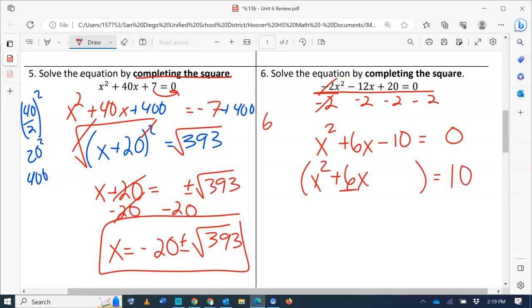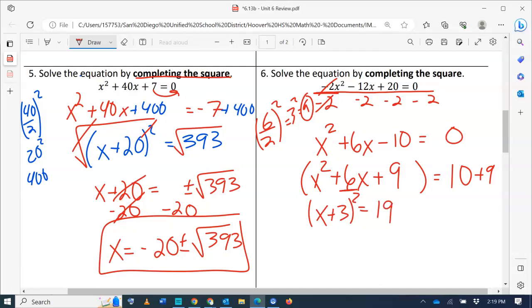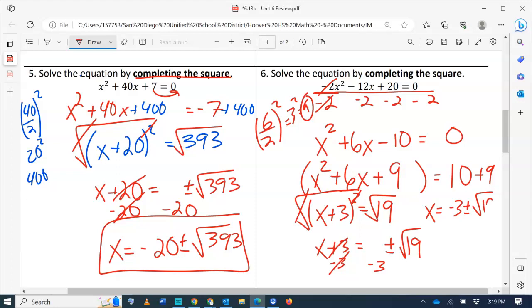My b value is 6, so 6 over 2 squared. 6 over 2 is 3, which is 9. So we're adding 9 to both sides. Add 9, x plus 3 squared equals 19. And just like the problem to the left, 2 more steps, square root and subtract 3. Square root, cancel the squares out, x plus 3 is equal to plus minus square root of 19. And then we subtract 3 from both sides. So x is equal to -3 plus minus square root of 19.